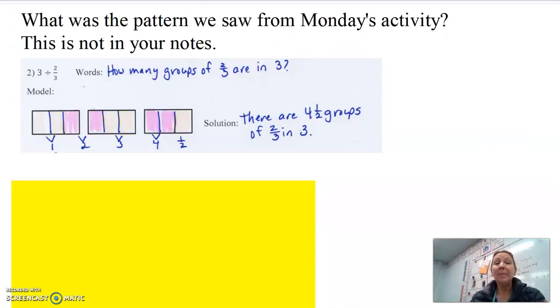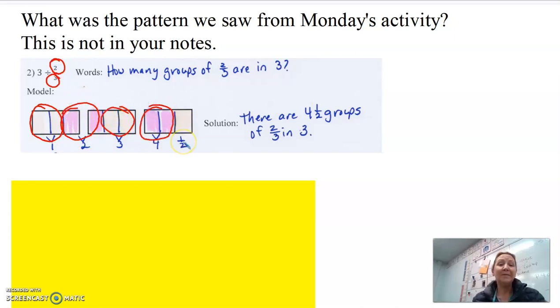This is the pattern that we saw from an activity that we did where we looked at taking a 3, right? 1, 2, 3 whole, let's say candy bars, and we're dividing it by 2/3. Means we're trying to figure out how many groups of 2/3 fit inside of 3. So we cut each of these pieces into 3 because the denominator is a 3, right? So if we're trying to count how many thirds there are, we needed to cut them into 3 pieces each. And then I highlighted groups of 2 because the numerator is 2. So we counted 2 at a time.